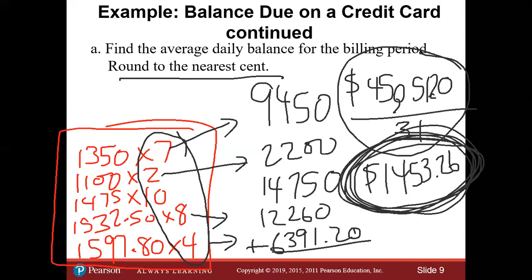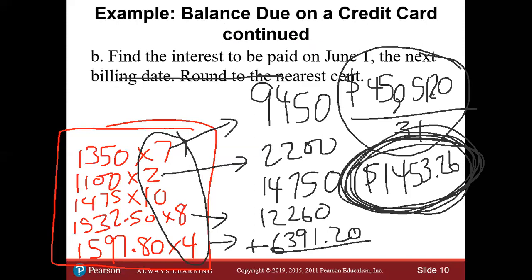That is the average of the unpaid balances. So this is going to be used to find the interest rate and determine our bill. Okay, so next step, part B.